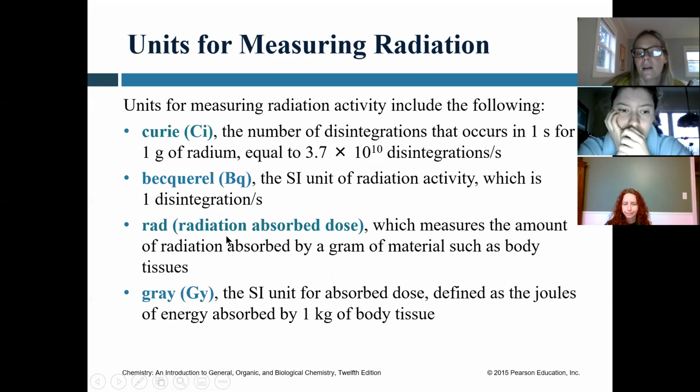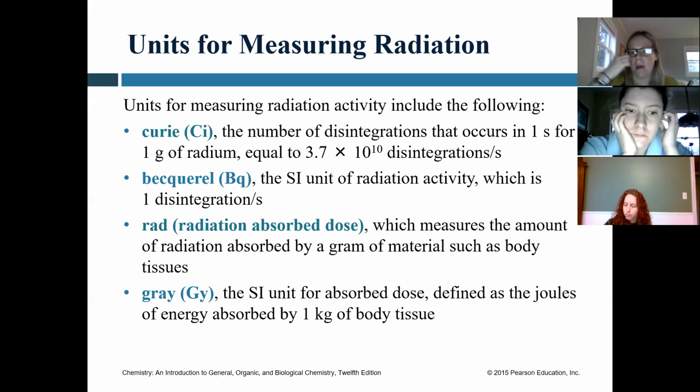A RAD, radiation absorbed dose, measures the amount of radiation that you absorb by a gram of material, body tissue for instance. And then a gray is the SI unit for absorbed dose, defined as the joules of energy absorbed per 1 kilogram of body tissue. So if you're really, really close to a radiation source, your gray value is going to go up. You're absorbing more energy per kilogram of your body.